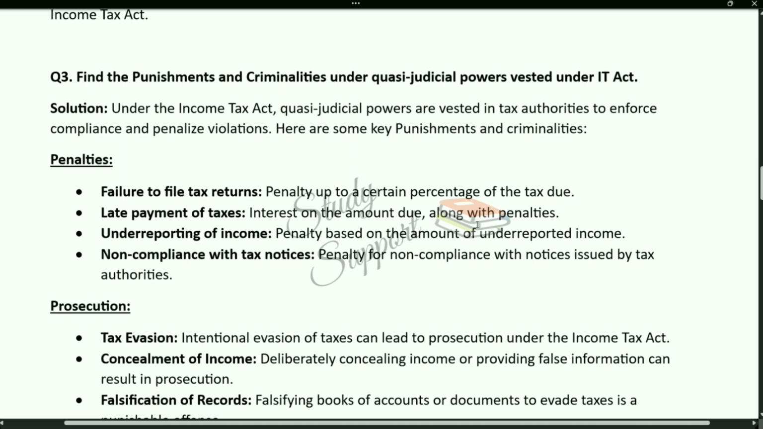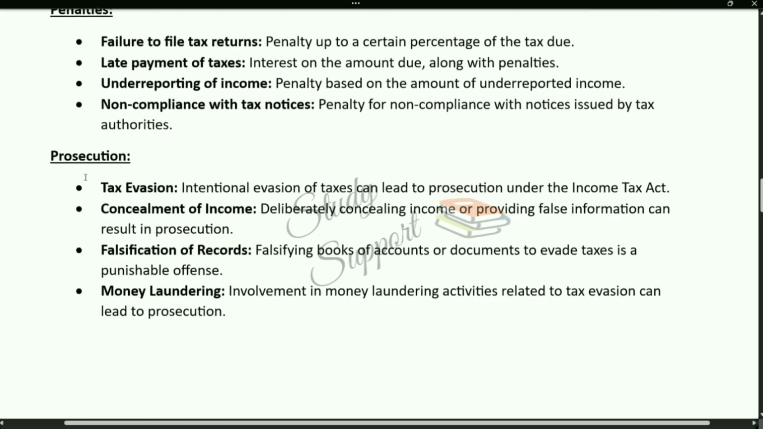Late payment of taxes, interest on the amount due, along with penalties. Underreporting of income, penalty based on the amount of underreported income. Non-compliance with tax notices, penalty for non-compliance with notices issued by tax authorities. Prosecution. Tax evasion, intentional evasion of taxes, can lead to prosecution under the Income Tax Act. Concealment of income, deliberately concealing income or providing false information can result in prosecution.